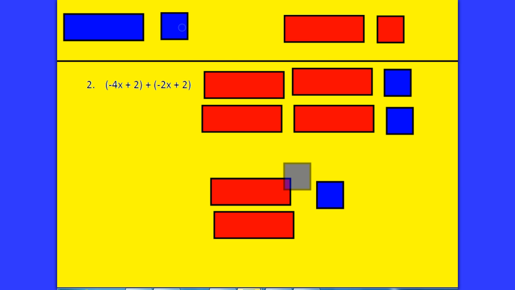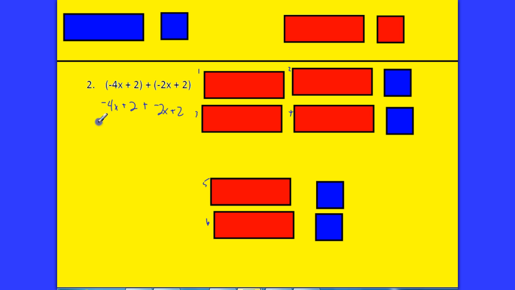Okay, now if I were going to count it up, now put my like terms together, if I did that, I would end up, it looks like I don't have any zero pairs here, so I have 1, 2, 3, 4, 5, 6, but they're red, so it's negative 6. But hang on just a second, let's realize, before I do that, that I have the same thing as negative 4x plus 2 plus negative 2x plus 2.